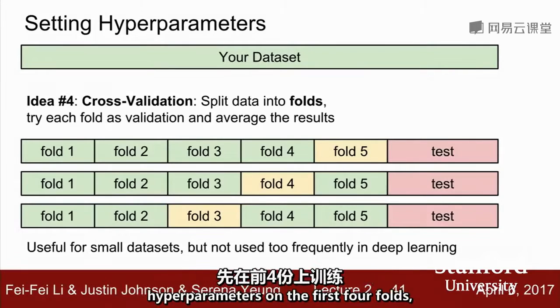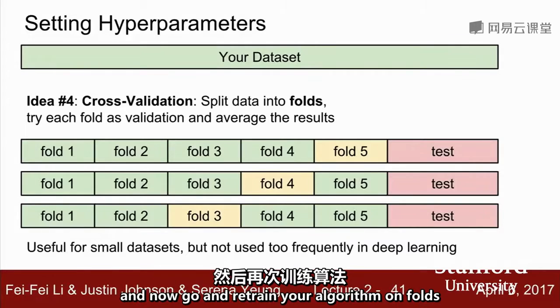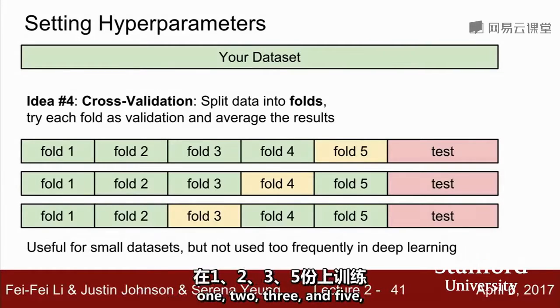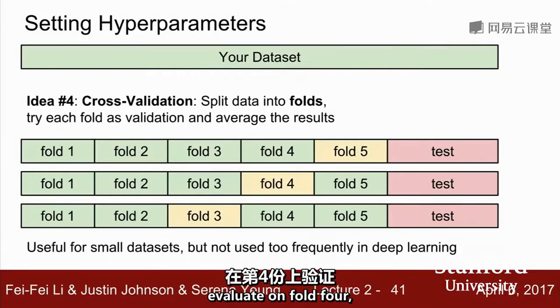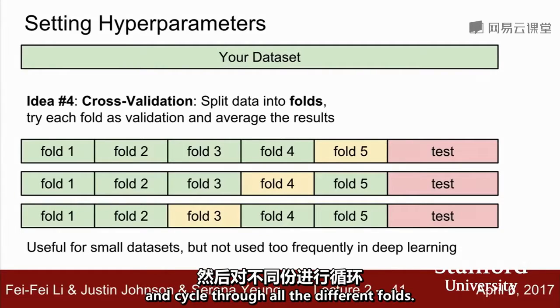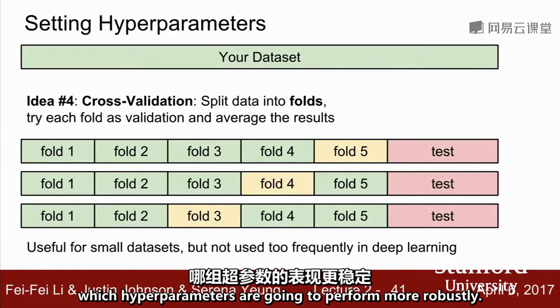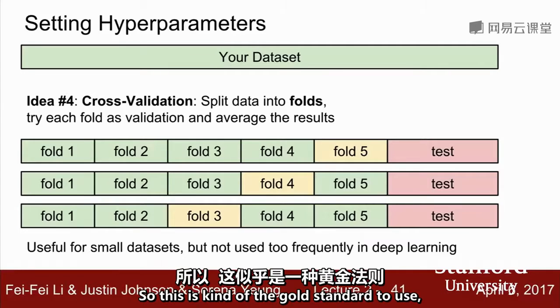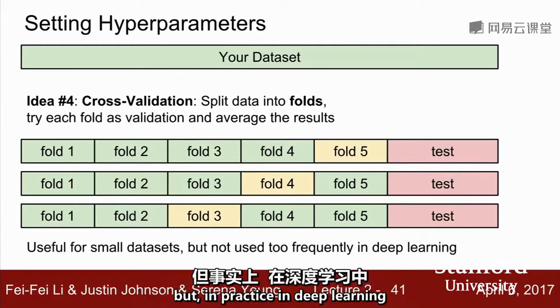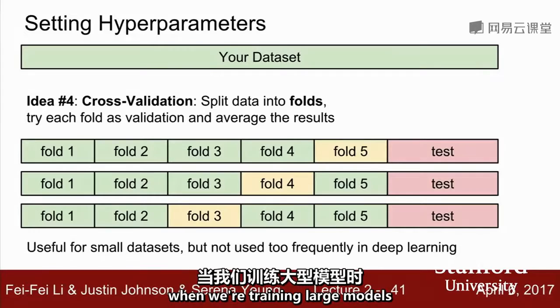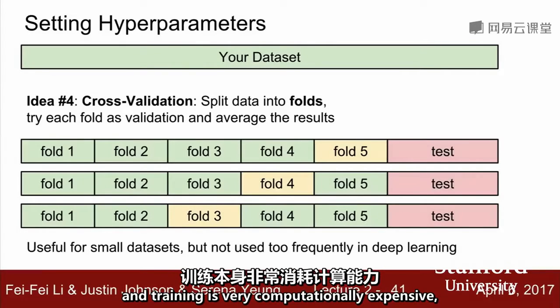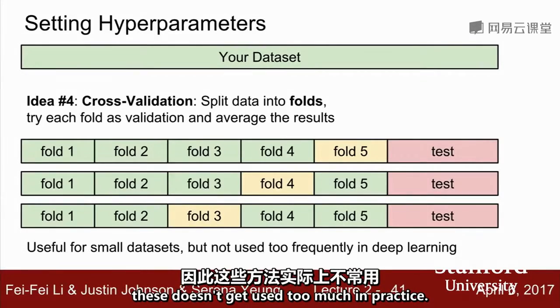So you would train your algorithm with one set of hyperparameters on the first 4 folds, evaluate the performance on fold 5, and now go and retrain your algorithm on folds 1, 2, 3, and 5, evaluate on fold 4, and sort of cycle through all the different folds. And when you do it this way, you get much higher confidence about which hyperparameters are going to perform more robustly. So this is kind of the gold standard to use, but in practice, in deep learning, when we're training large models and training is very computationally expensive, this doesn't get used too much in practice.